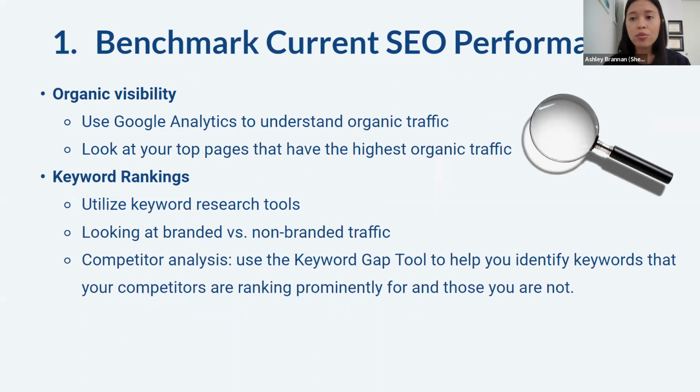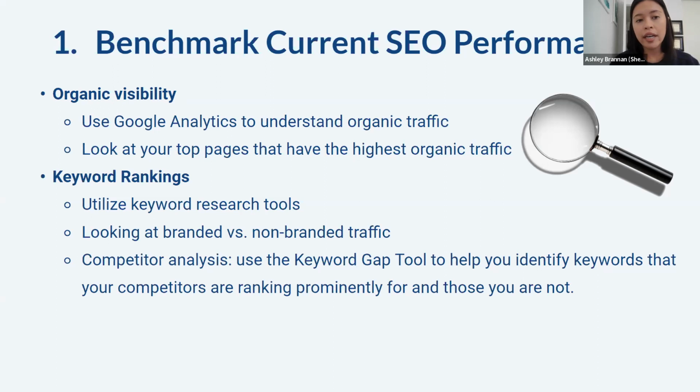Before we start off with setting your goals and doing keyword research, it's so key to understand how your website is already performing. And there's a few different metrics and things to look at when you're trying to understand your existing organic behavior and performance. One of them is organic visibility. You can use tools like Google Analytics, and I'll share a few different tools that we like to utilize on our end of how to understand organic traffic.